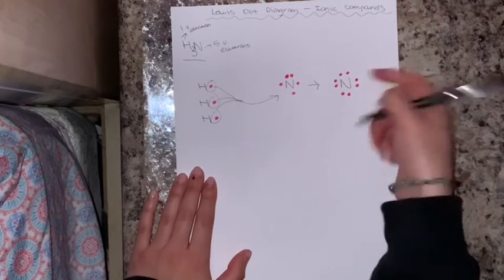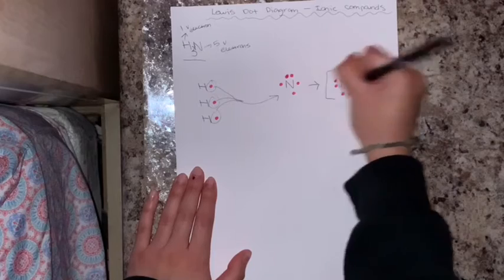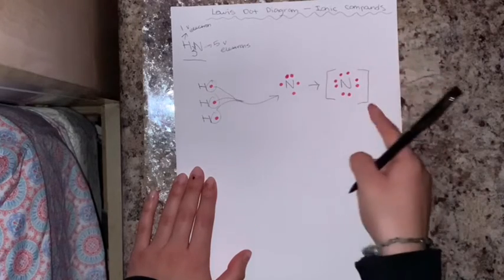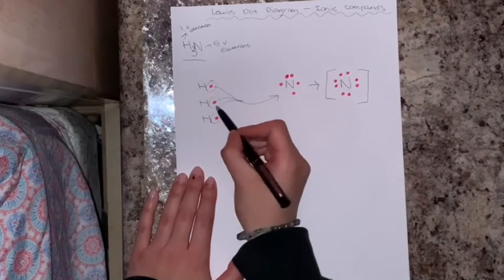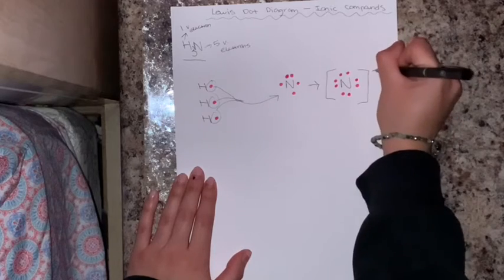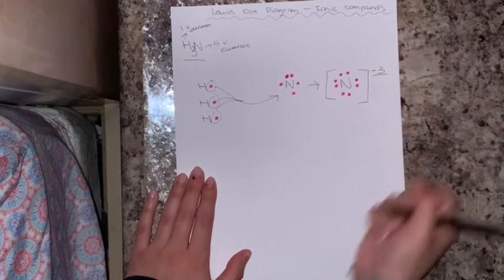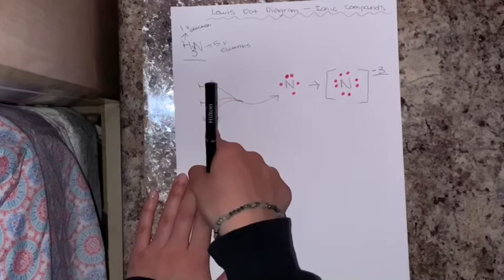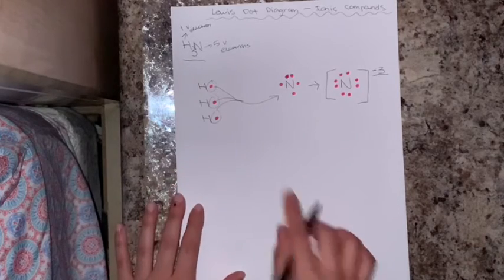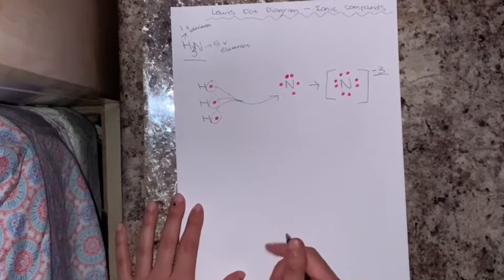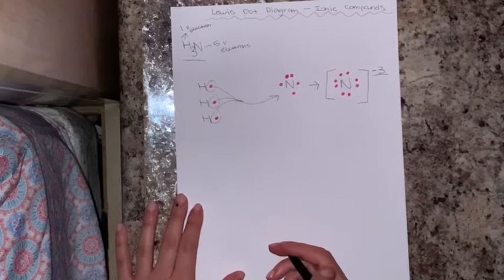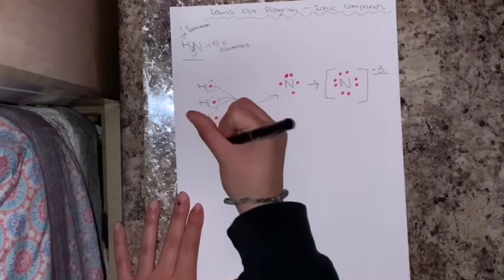And we're going to put it in brackets. And since it gained 3 electrons, it is going to have a negative charge of 3 because it gained these 3 electrons. And hydrogen is going to have a positive charge of 1 since it gave its electron to nitrogen.